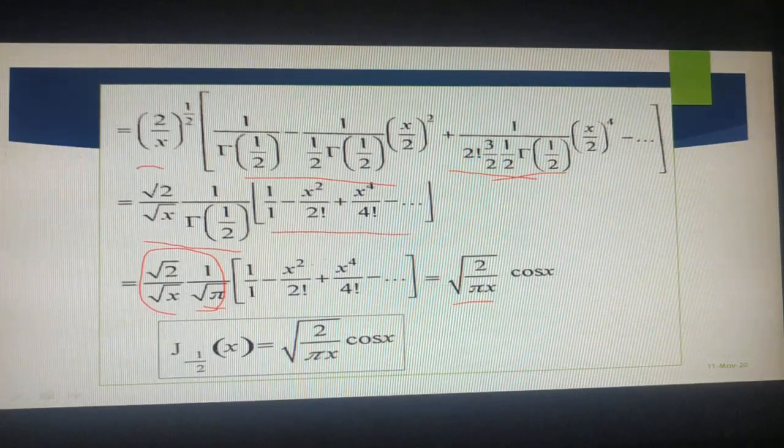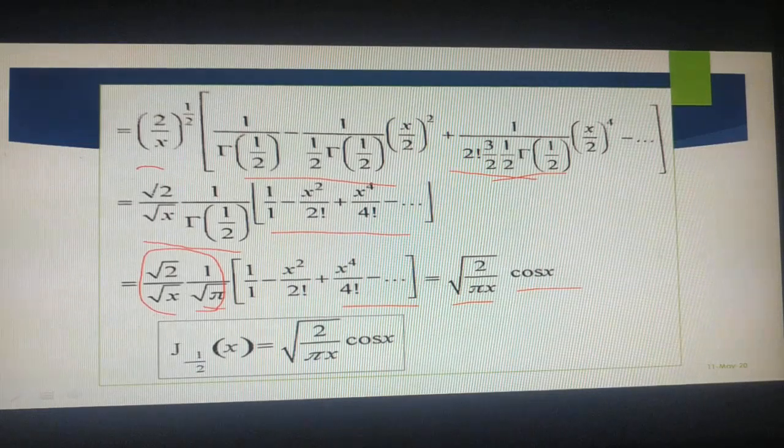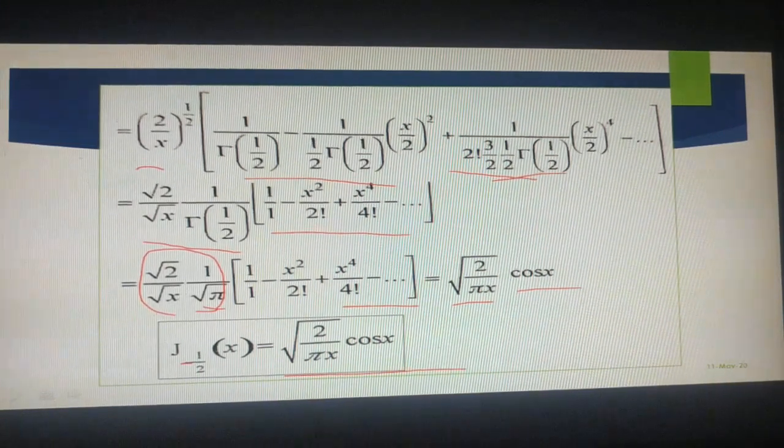And inside, it is very clear what the series is: 1 minus x square by 2 factorial plus x to the power of 4 by 4 factorial. All this represents our cos function series. Therefore, J minus 1 by 2 of x will be equal to under root 2 by pi x cos x.